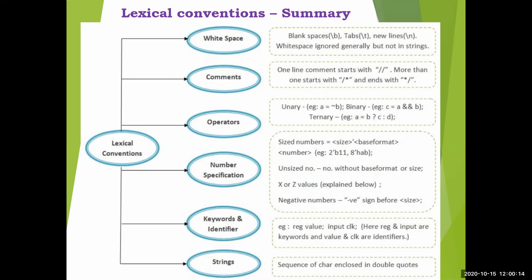Then keywords and identifiers. Based on this only the complete language will be learned. Keywords are the language constructs, and identifiers are your names, whatever names you give for a particular input, output or variable. Then we have seen strings, which are a sequence of characters enclosed in double quotes. So these are the lexical conventions.